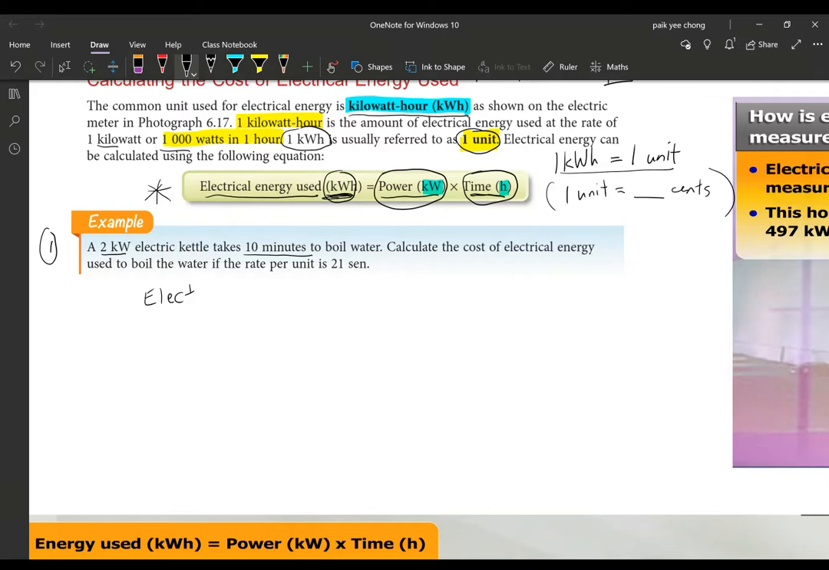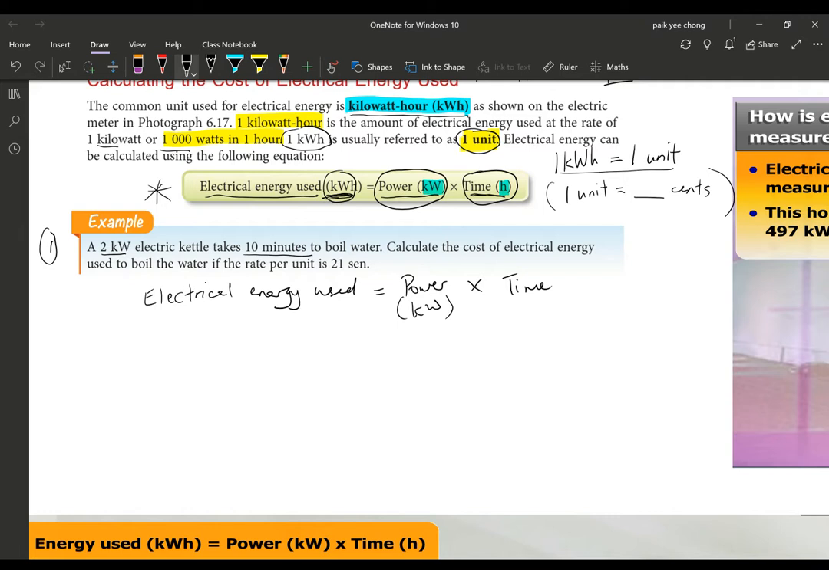Okay, so you write this formula: electrical energy use is equal to power times time. Okay, but don't forget your power always has to be in kilowatt.